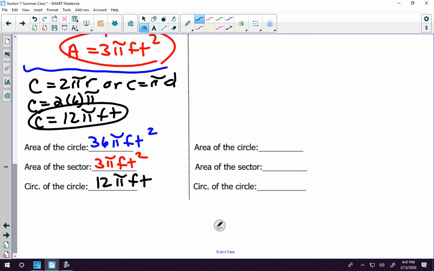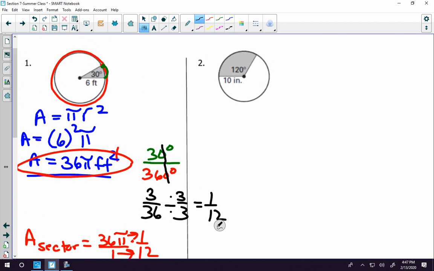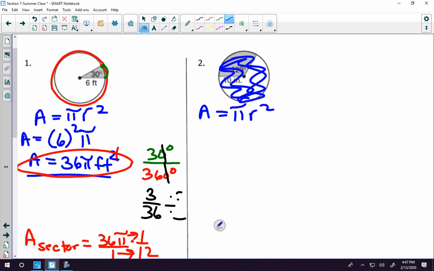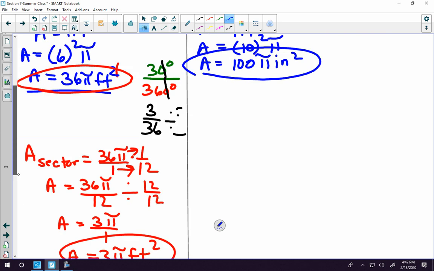Okay, let's do one more of these because they're kind of challenging. So let's look at number 2. Let's start out by finding the area of the circle. The area of the circle, the space inside of the circle, everything, is going to be pi times radius squared. The radius is 10 inches, so we're going to go 10 squared times pi. 10 squared is 100. So the area of the circle is 100 pi square inches.